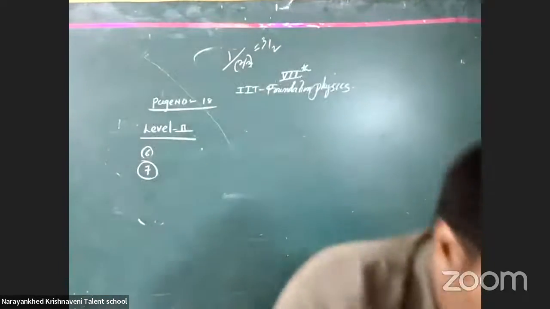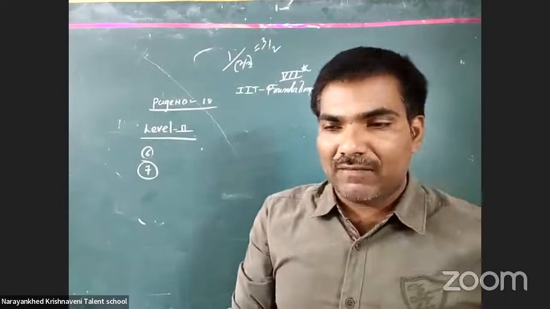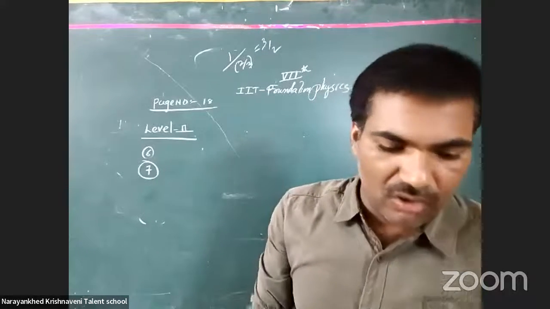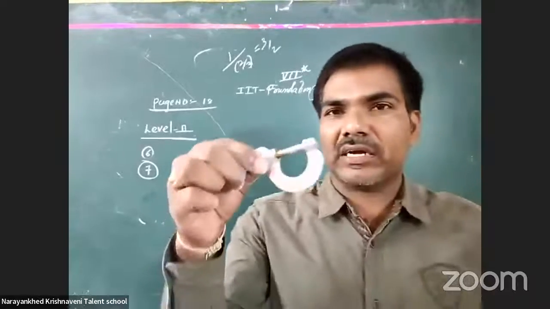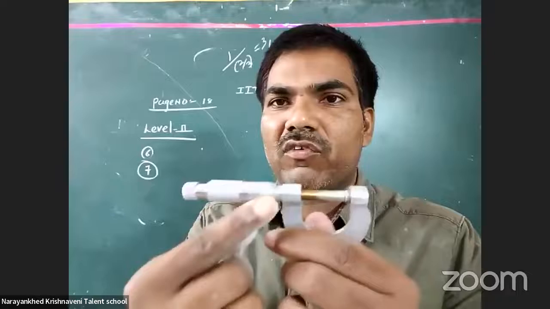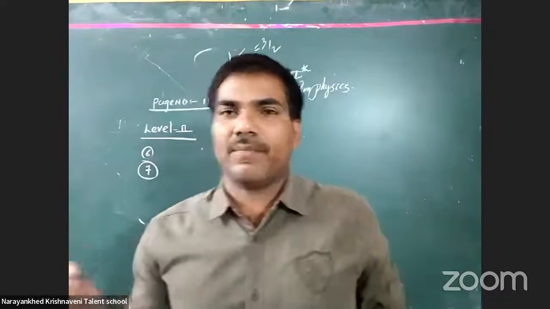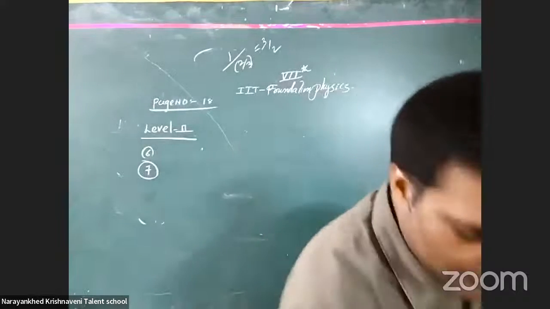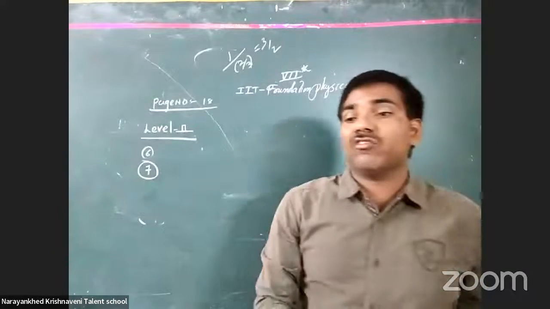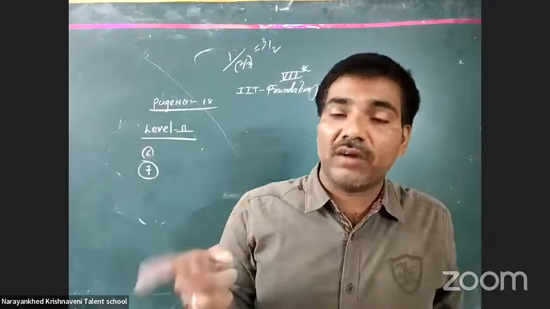Suppose our screw gauge contains only 100 divisions. Understood, all the students? It will provide, with only 100 divisions, how much least count? 0.01 only. But what they require is 0.001 mm. The least count required is finer than that.